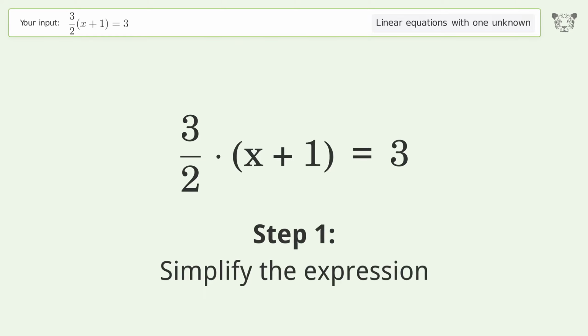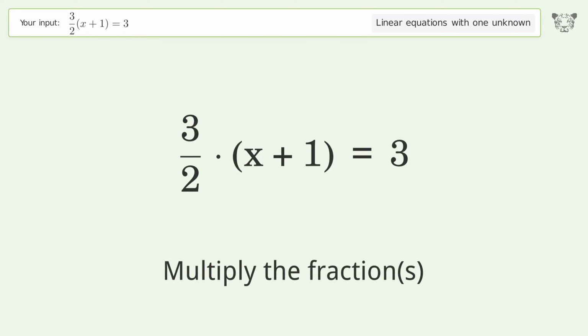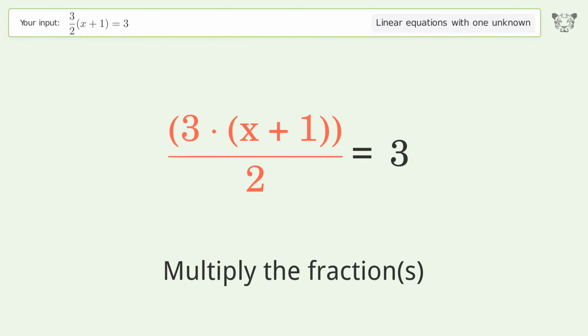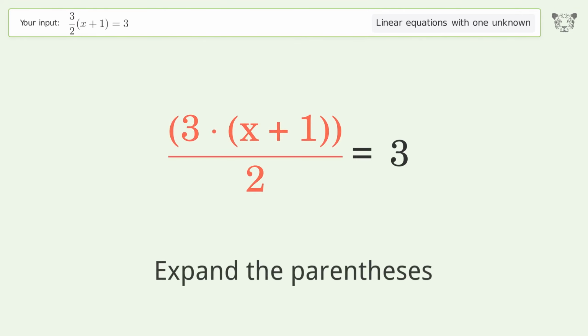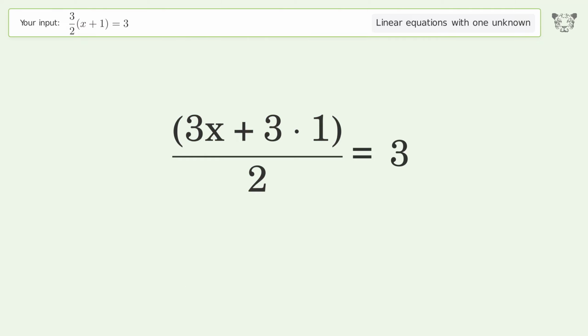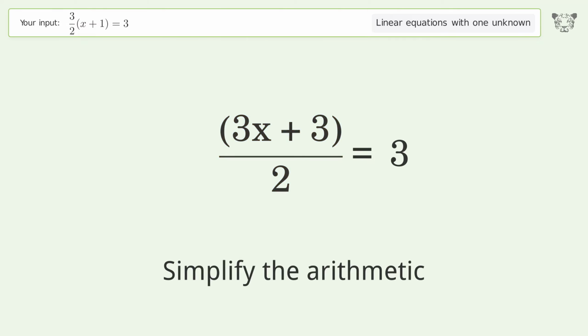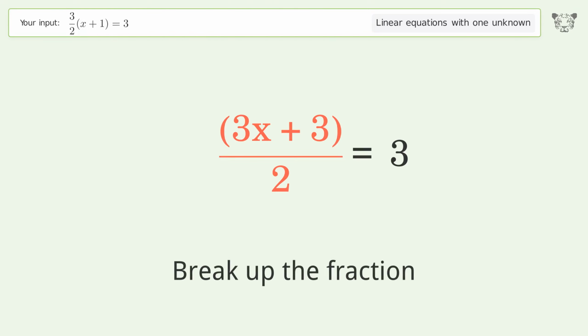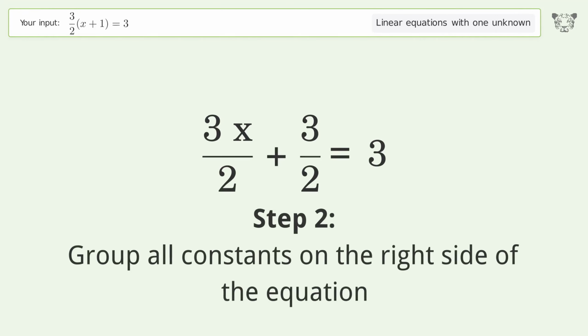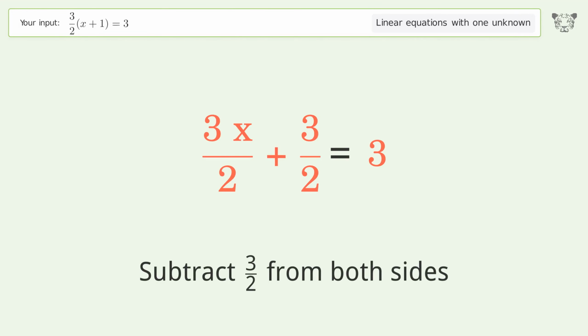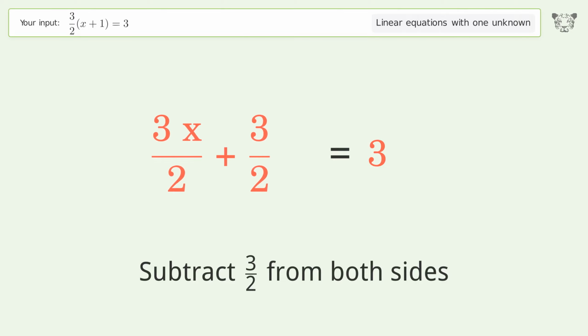Simplify the expression. Multiply the fractions. Expand the parentheses. Simplify the arithmetic. Break up the fraction. Group all constants on the right side of the equation. Subtract 3 over 2 from both sides.